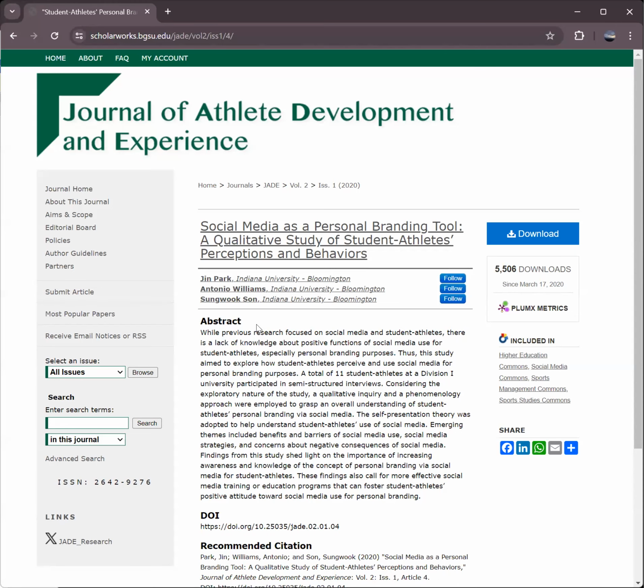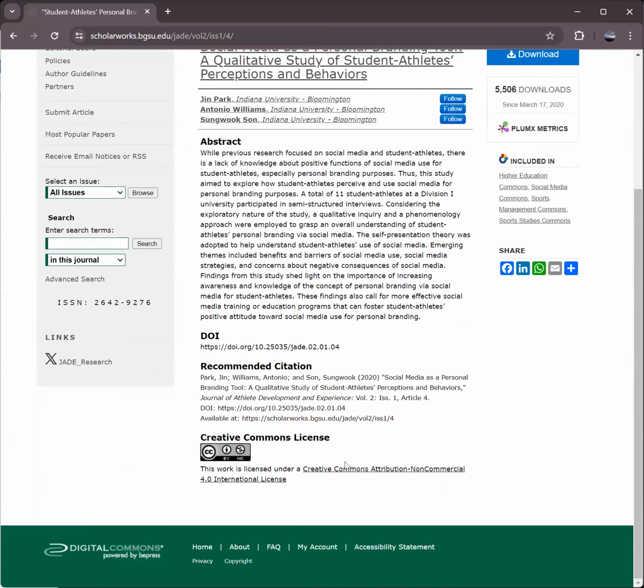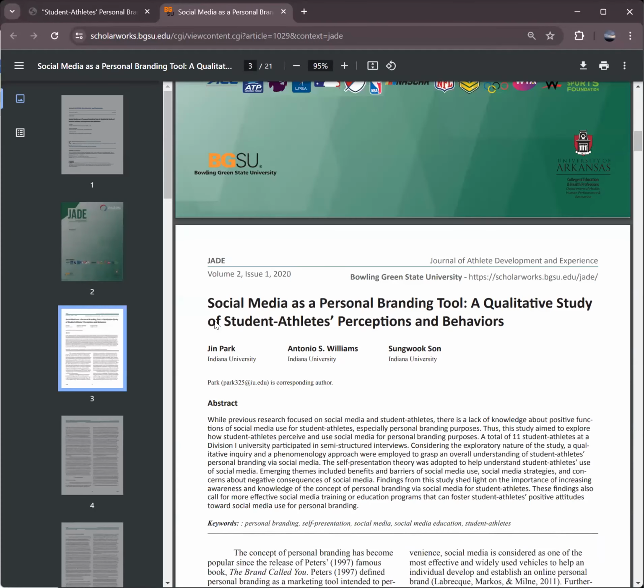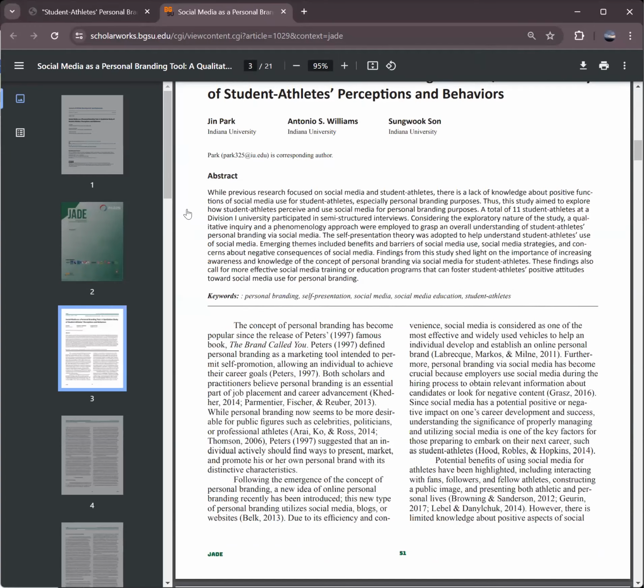So I'm going to click on this article. And I'm going to see it here and I'm going to hit download and I'm going to see what happens. Okay. I got a full PDF and I'm going to talk about this. I'm going to annotate this. I'm going to break this down for all of you.